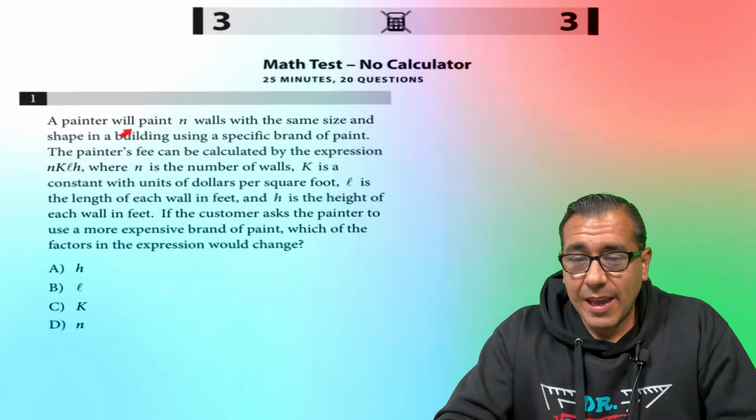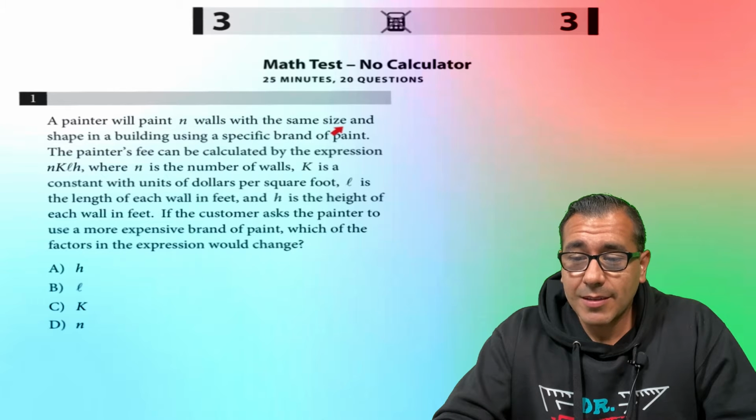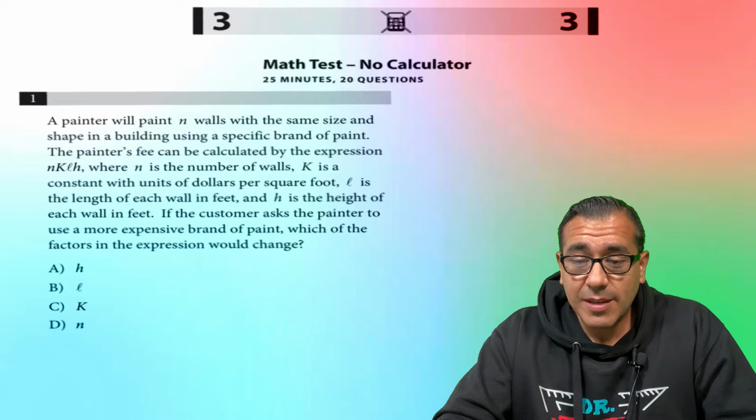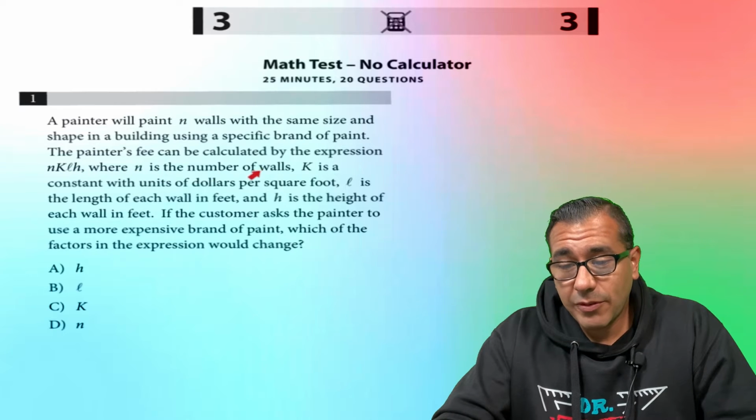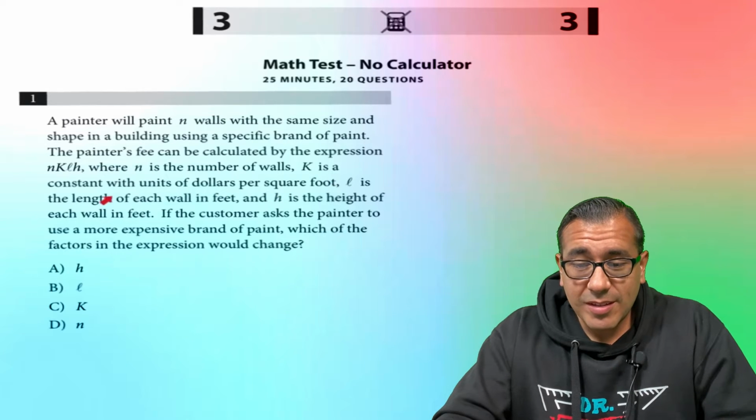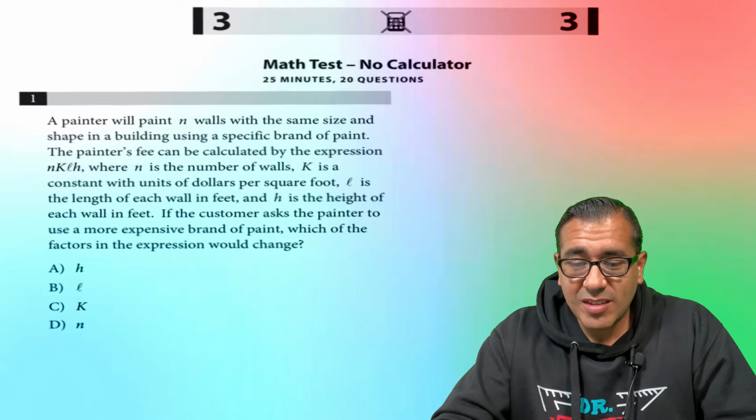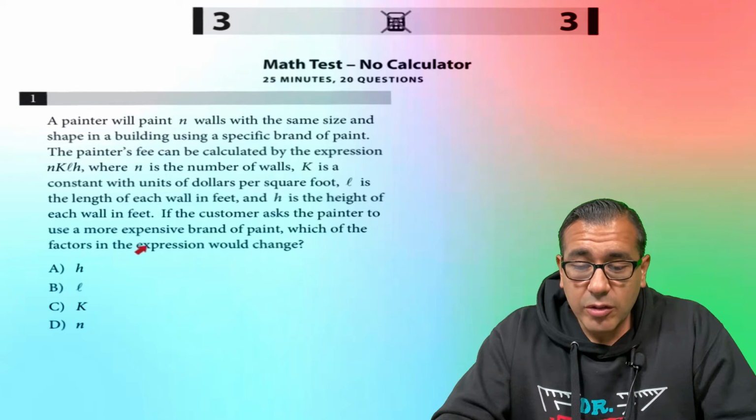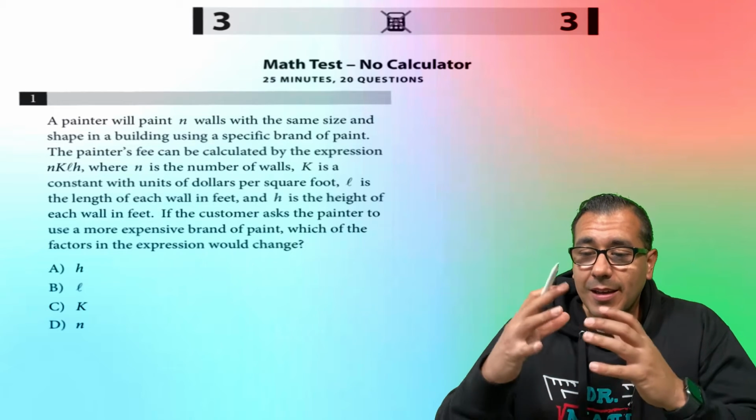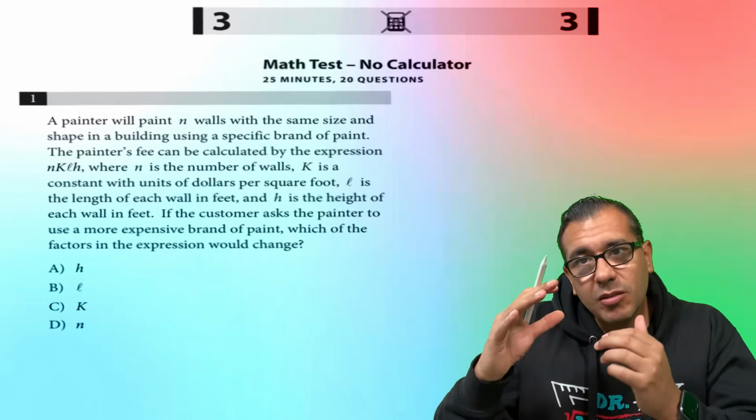So question 1: a painter will paint N walls with the same size and shape in a building using a specific brand of paint. The painter's fees can be calculated by the expression N times K times L times H, where N is the number of walls, K is the constant with units of dollars per square foot, L is the length of each wall in feet, and H is the height of each wall in feet. If the customer asks the painter to use a more expensive brand of paint, which of the factors in the expression would change, right? That was a mouthful, and this is why the practice is really going to help you out, because that's so much information.